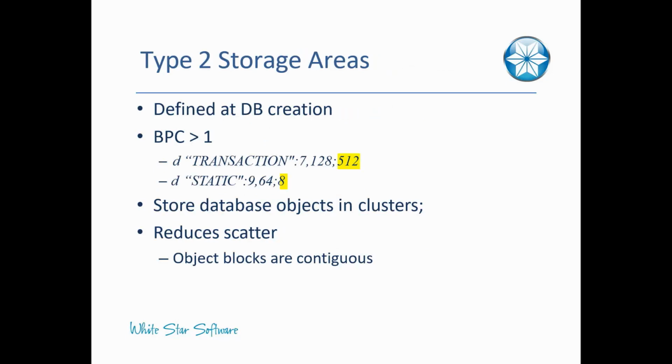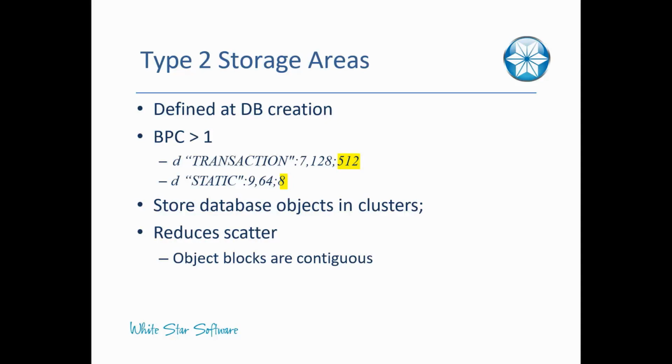With type 2 storage areas, it's something that's defined when you create the database or the area. So in your structure file, your .st file, basically anything. So here we have our storage area type, storage area name, storage number, records per block, and blocks per cluster. So if this is anything but 1, it's a type 2 storage area. If it's 1, it's a type 1 storage area.